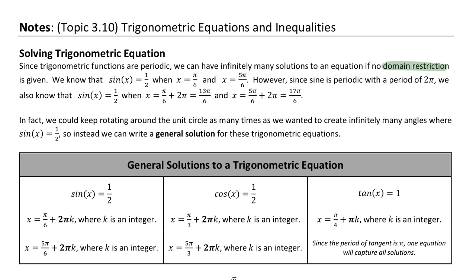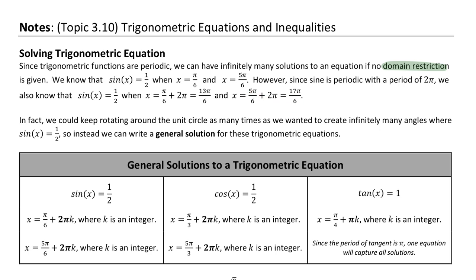We know from our unit circle that sine of x is equal to 1/2 when x is pi over 6. And also, again, not inverse trig, just in general, we know it satisfies the equation when we're also at 5 pi over 6, because sine is positive in quadrant 1 and in quadrant 2. However, since sine is periodic with a period of 2 pi, we also know that sine of x is equal to 1/2 when you're an entire loop beyond pi over 6, which is 13 pi over 6, and an entire loop revolution beyond 5 pi over 6, which is 17 pi over 6.